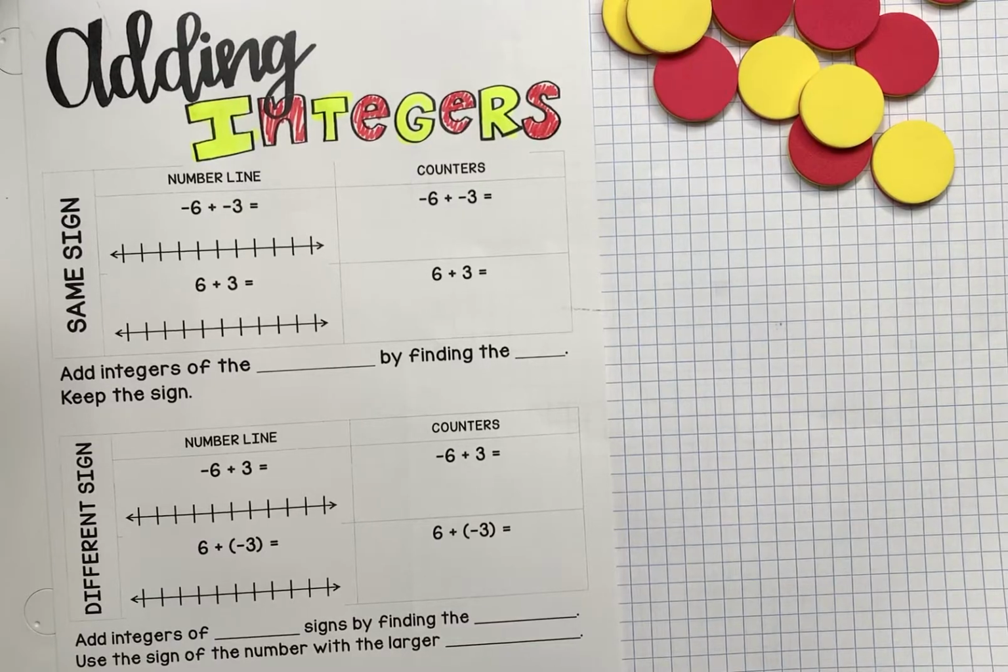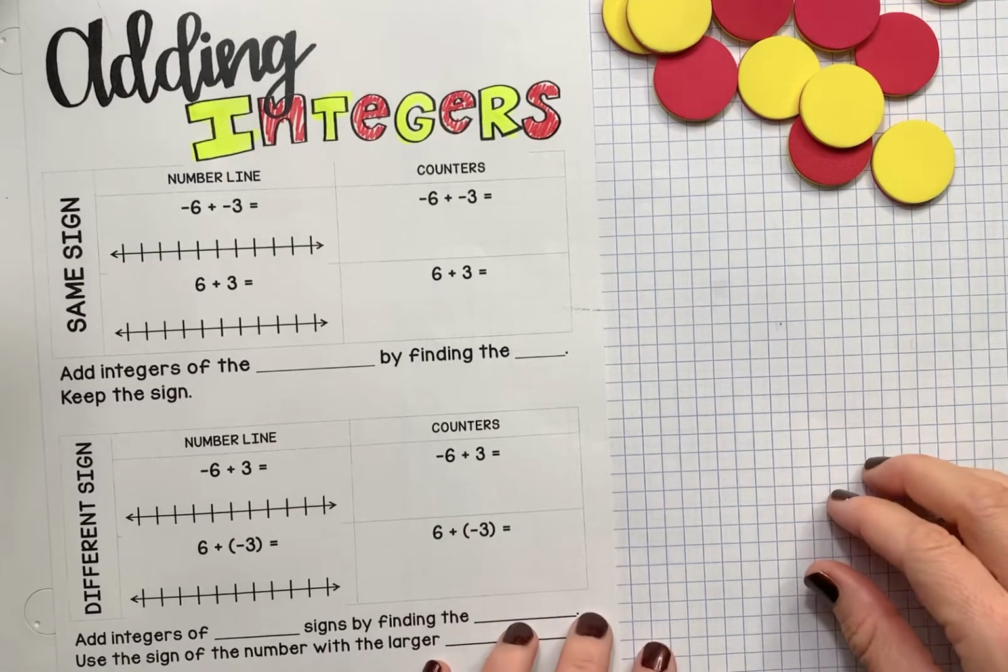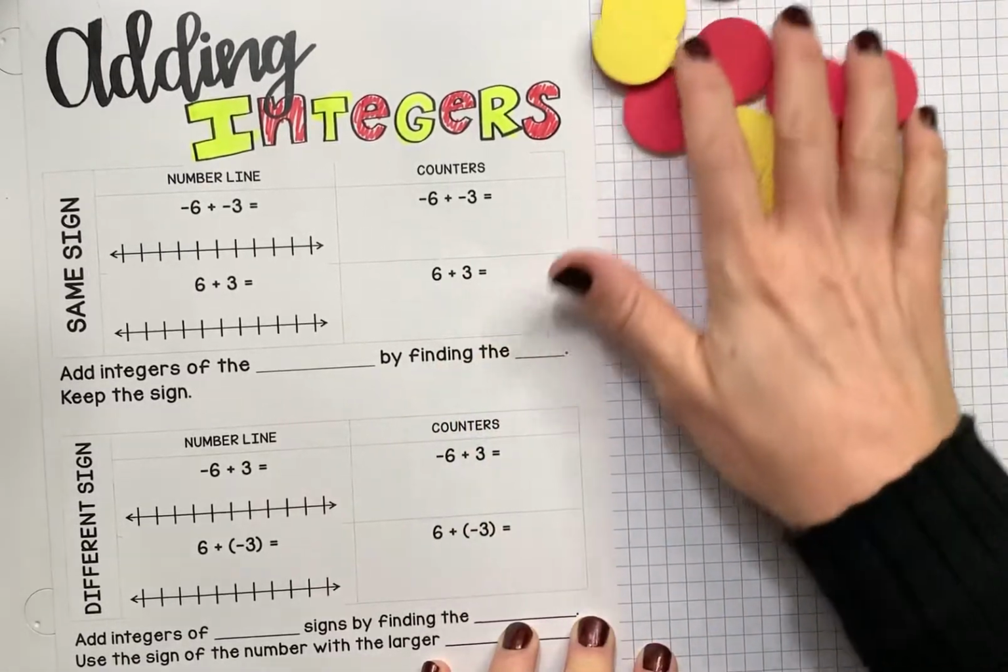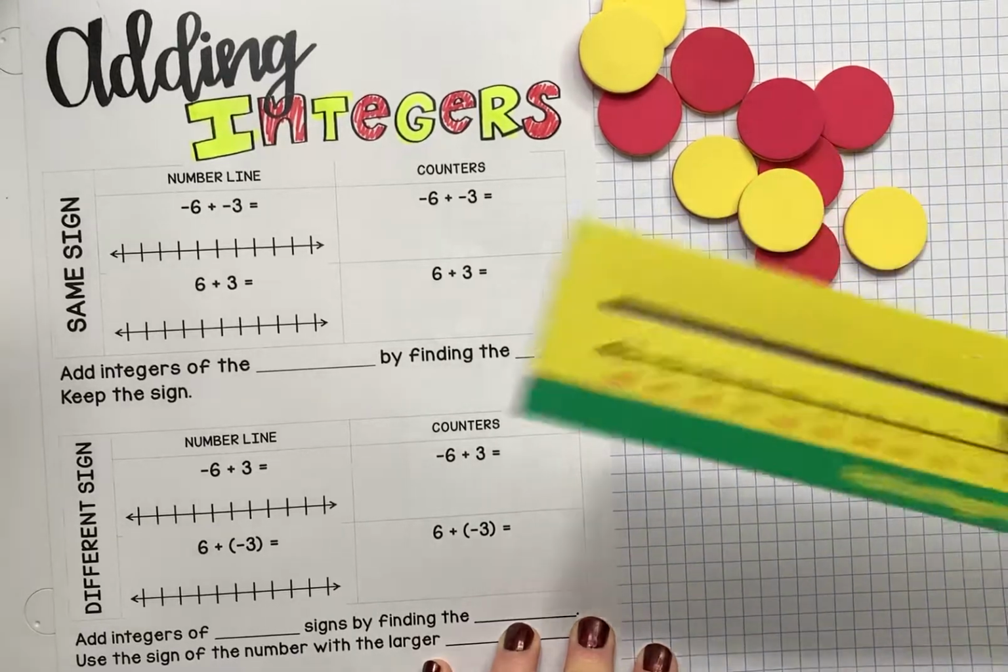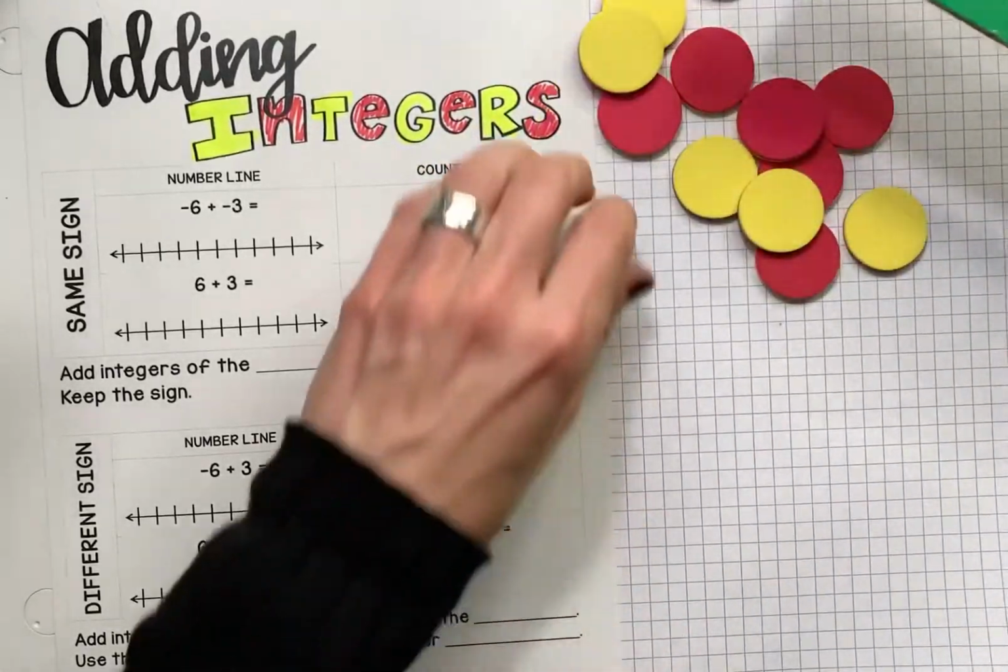In this video, we are going to be learning how to use manipulatives and models to add integers. So the manipulatives you'll need to have out and ready as we do these guided notes are, of course, your integer chips as well as your number line. So you'll need them both.